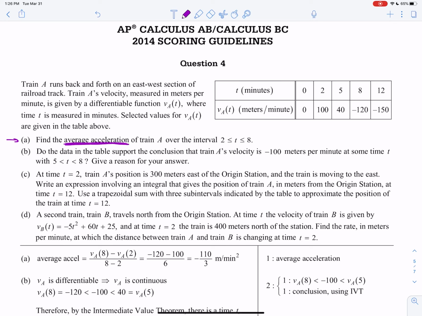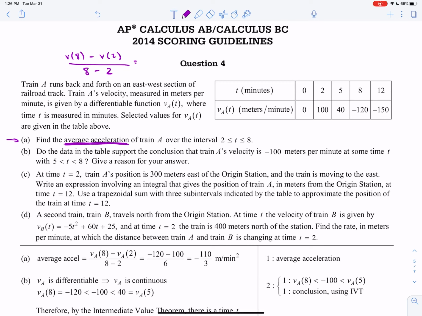Average acceleration is pretty much them asking you for the average rate of change to estimate A of whatever. Another way to do that is to find the average rate of change of V: V of 8 minus V of 2 all over 8 minus 2. This is the same thing as finding the average rate of change. So here they provided us these values.